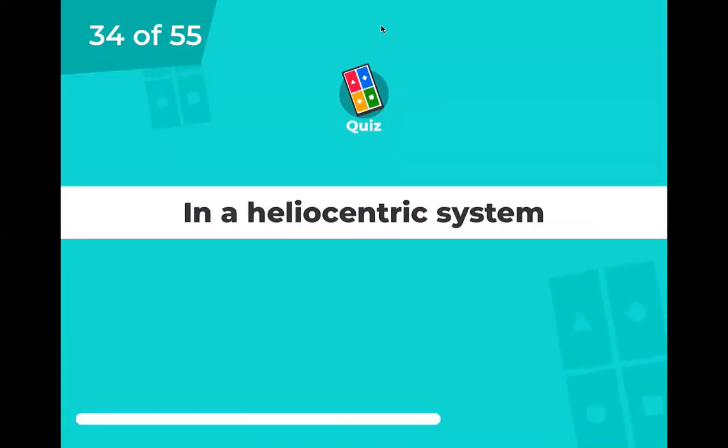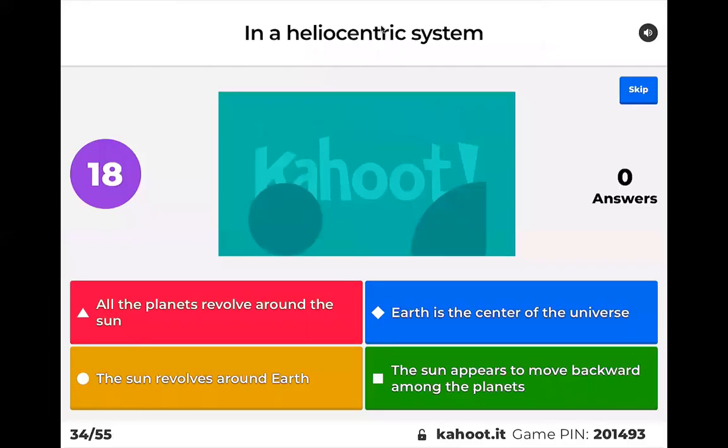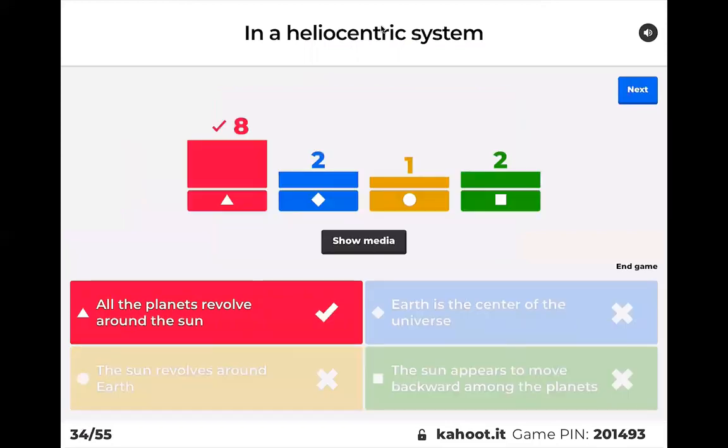In a heliocentric system, all the planets revolve around the sun, the sun revolves around Earth, Earth is the center of the universe, or the sun appears to move backward among the planets. Heliocentric. Yes, all the planets revolve around the sun.